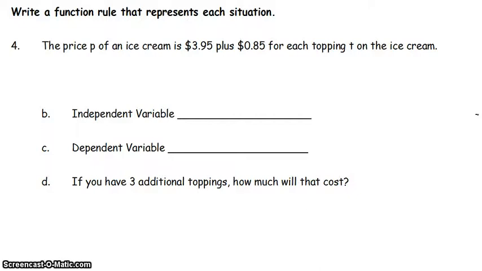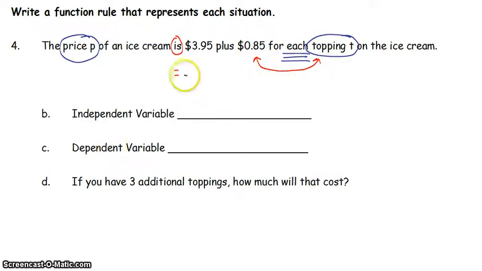Here it says the price, P, we've defined the price variable as P of an ice cream is $3.95 plus 85 cents for each topping, and we've defined the toppings to be T. It's similar to what we were just working on. If you see the word is, that's an equal sign. If you see the word each, every, or per, that means multiplication. So the number that's indicated with that, in this case 85 cents, is going to be multiplied by the variable indicated with that, in this case the number of toppings.